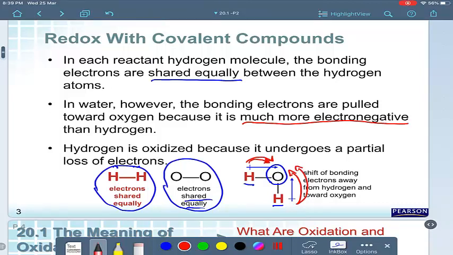What about oxygen? It gains partially, yes, it undergoes partial gaining, not losing here. So we can say oxygen is reduced. So hydrogen is oxidized. If I ask you why, you can say it undergoes a partial loss of electrons, the opposite for oxygen.